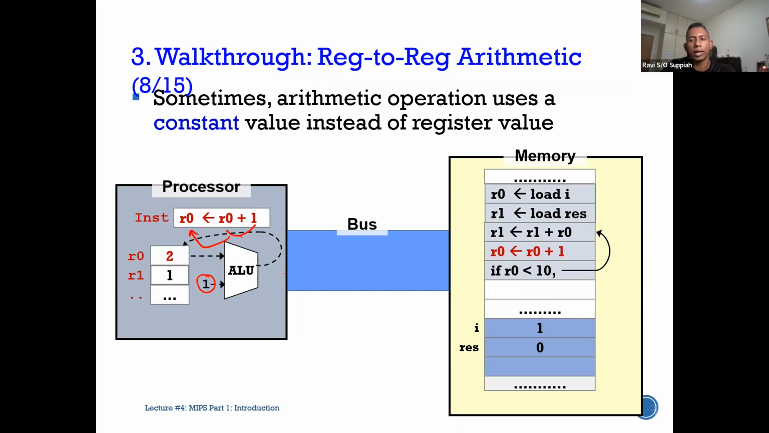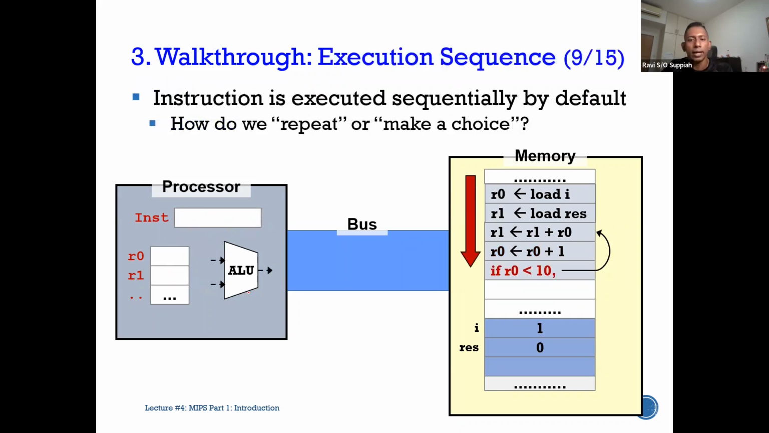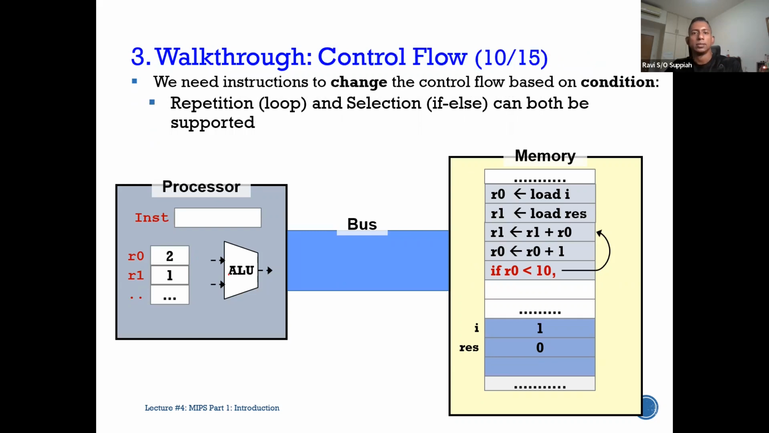We take R1 plus 0, put into R1. Now we take R0 plus 1, put back into R0. And then the last instruction, which is: if R0 less than 10, then we repeat. If not, we exit the loop. This is the sort of conditional checking to decide whether we go to a particular line or skip to another line. In a sense, it is similar to the loops and if-else that you see in your normal C code.